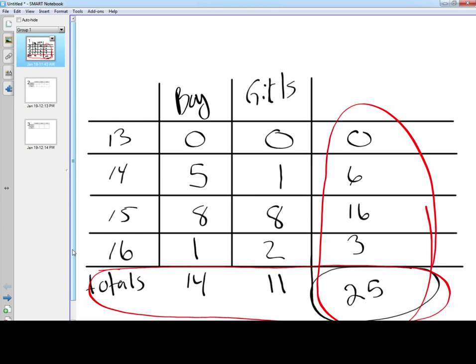Simple enough? Now what's really cool about these is once you start getting to probabilities, then these really help you out. Okay, because if I said, hey, if I wanted to pick someone in this room at random, what's the probability that that person would be a girl and 16? Then I can just go down to girls and 16, well, there's only 2 out of how many? 25. And that's your probability. That's easy, huh? Okay, cool.